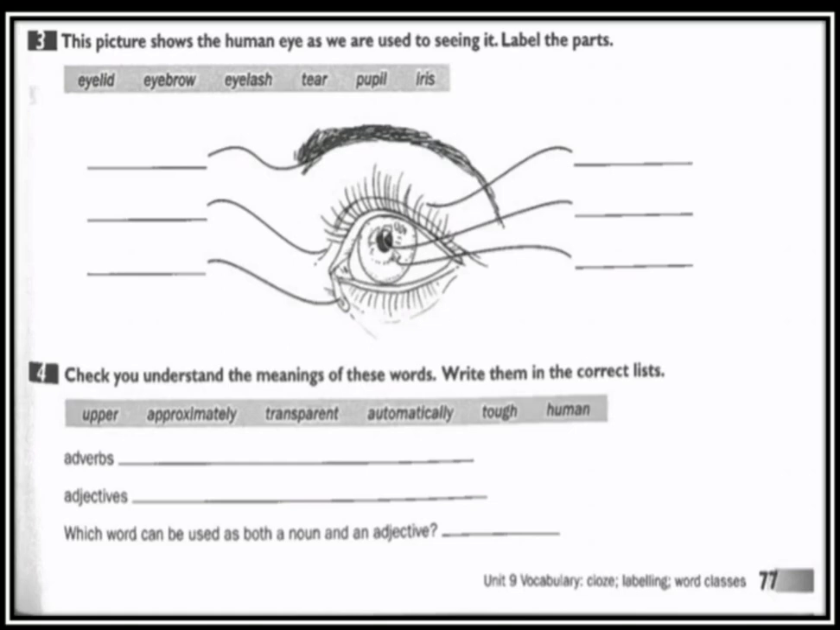Now let's go to the question. Which word can be used as both a noun and an adjective? It is human. Now, my dear students, write down the answers on your book.